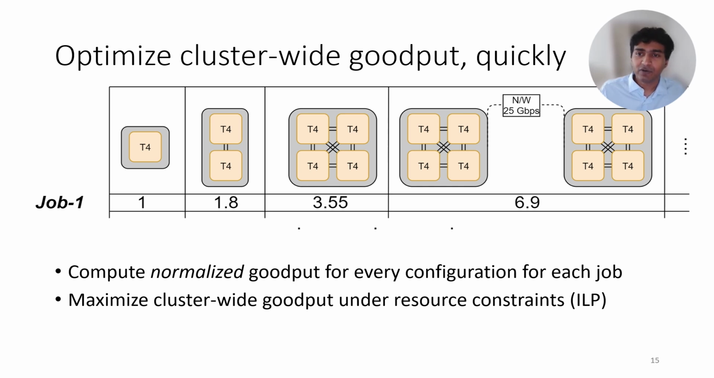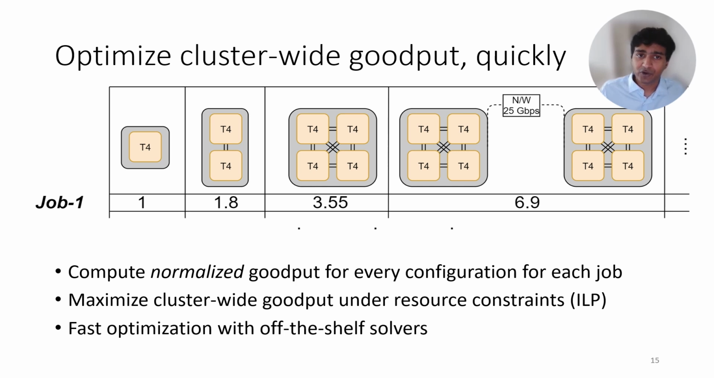We formulate our search as an integer linear program, and using off-the-shelf solvers, we can quickly recover the optimal job and configuration pairs that maximize the scheduler objective. For the next round, we allocate the optimal configuration to each job so cluster-wide goodput remains high.